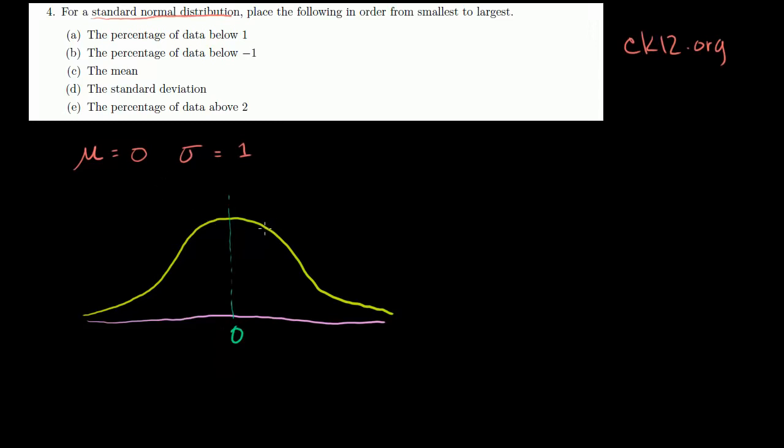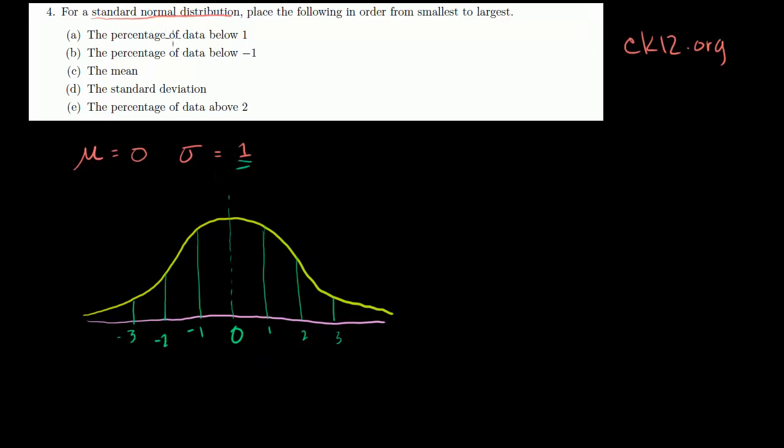So if we go 1 standard deviation to the right, that is going to be 1. If you go 2 standard deviations, it's going to be 2. 3 standard deviations, 3, just like that. 1 standard deviation to the left is going to be -1. 2 standard deviations to the left will be -2, and so on. -3 will be 3 standard deviations to the left, because the standard deviation is 1. So let's see if we can answer this question.